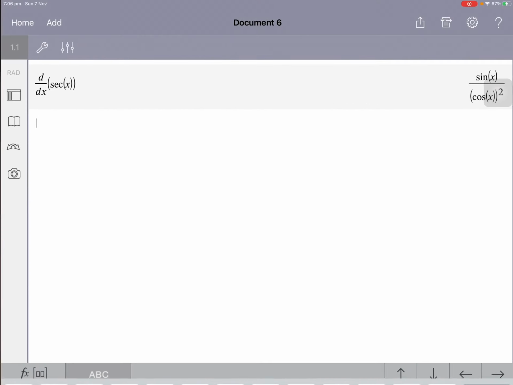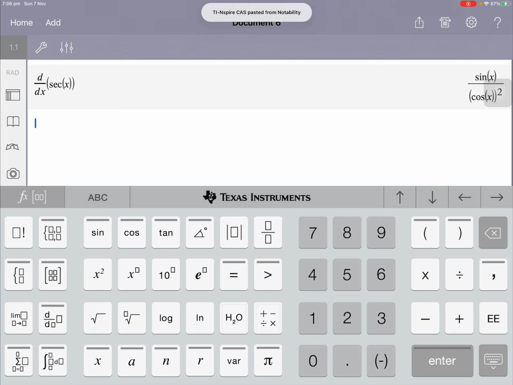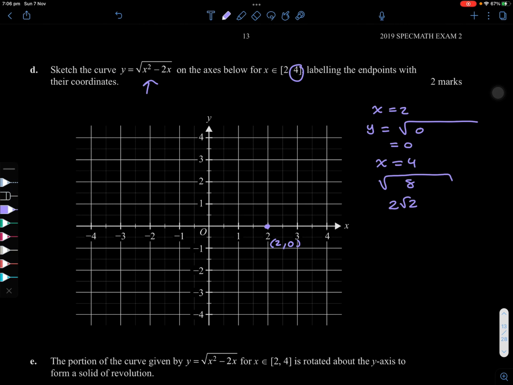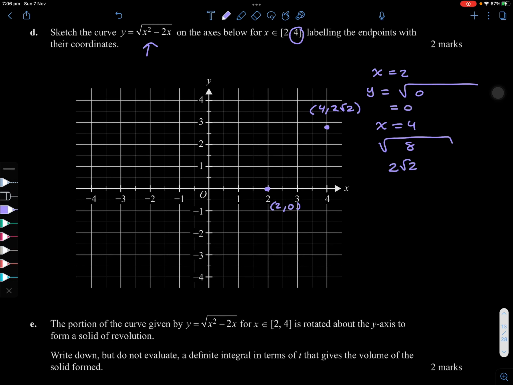Okay? Now, I want to be a bit more accurate with my sketching, so I'm going to find the actual decimal approximation of 2 root 2. 2.82. So that's about, yeah. (4, 2 root 2), not the decimal one, but the exact one.